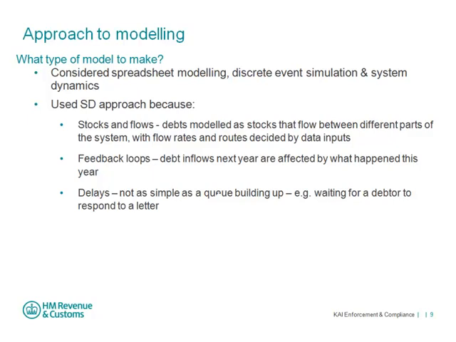Debts could be modelled as stocks that flow between different parts of the HMRC processes, with the flow rates and routes decided by data inputs. So it was looking like system dynamics was the route that we should take. We also thought about feedback loops. Another key factor why spreadsheet modelling wouldn't have been viable: you can't feed things back onto itself, you'll get lots of error messages. But feedback loops are quite crucial to this system, because debt inflows next year are very much affected by what's happening now. If we can reduce our debt balance, if we can successfully pursue cases and discourage people from getting into debt in the future, that's very much a strong feedback loop in our model.